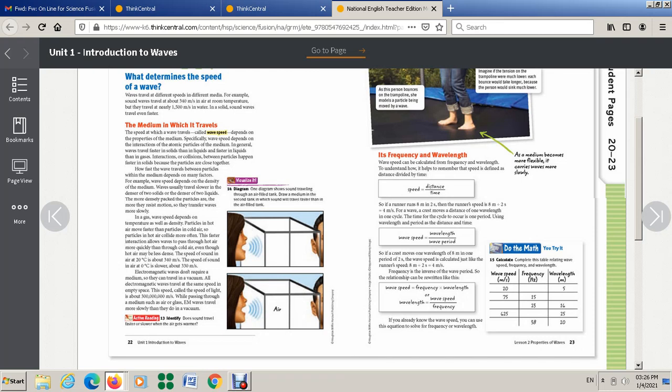Hello everyone. In the previous video we were talking about how to determine the speed of wave and what are the factors that affect the speed of waves. Now in this video we want to know how to find it, how to calculate the speed of waves. What are the formulas that we need to find the speed of wave.